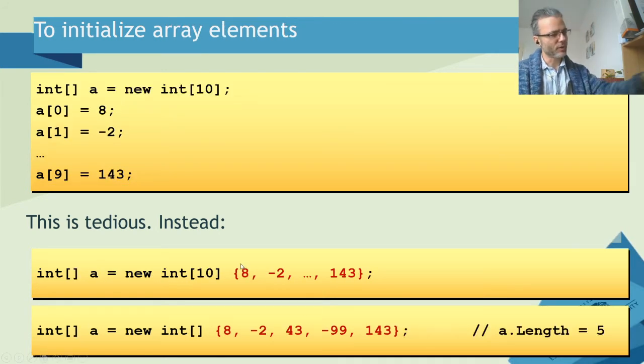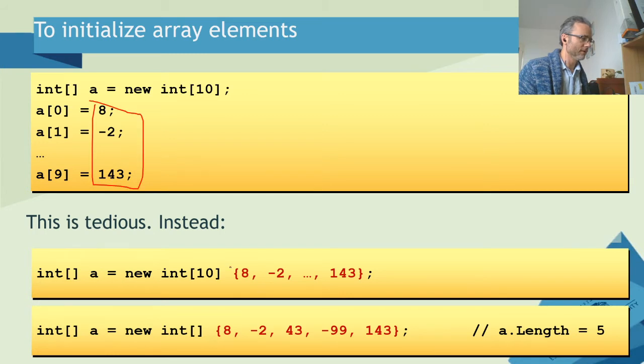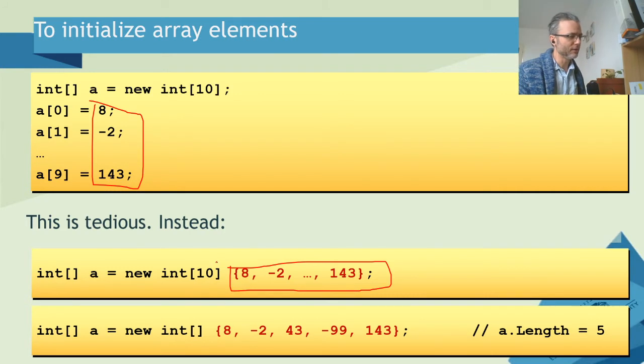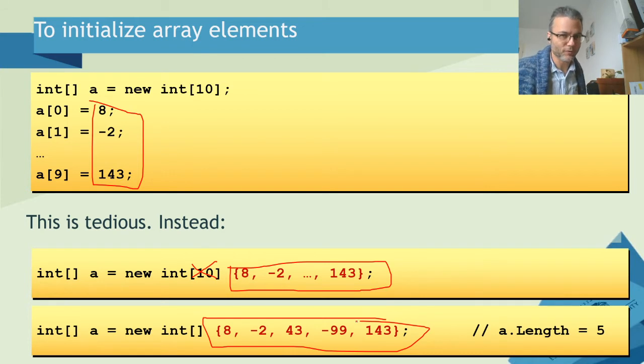Here you can see how it works with a one-dimensional array. Just enumerate all those elements on the right-hand side here with two brackets, and that's it. You don't even need to specify the size here because the C# compiler can look at the number of elements, and it can of course conclude what is the length of the array.